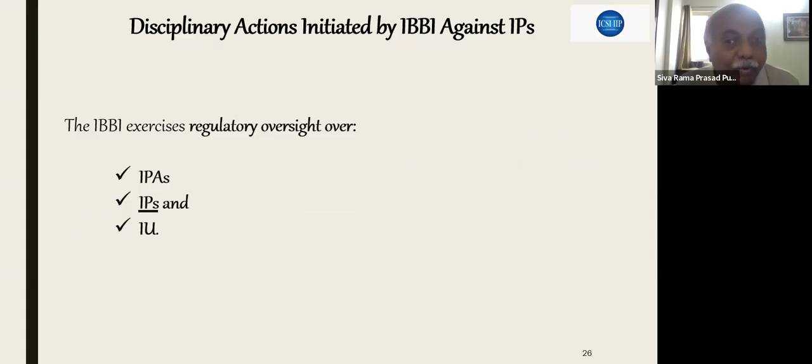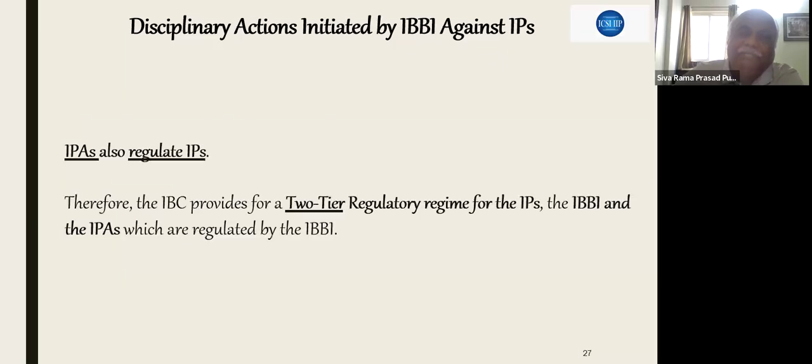IBBI exercises regulatory oversight over IPs. Not only you, IBBI also checks whether IPs are doing their job as per bylaws or not. IPs, even IUs also, because IU, IP, IPA, all these people have to register with IBBI. And for these the code of conduct or regulations are there. IPAs also regulate IPs. Dual control, not only by the IBBI, the IPA also, like ICSI or ICMAI or ICAI. So they are also dual control. Then it strengthens the system.